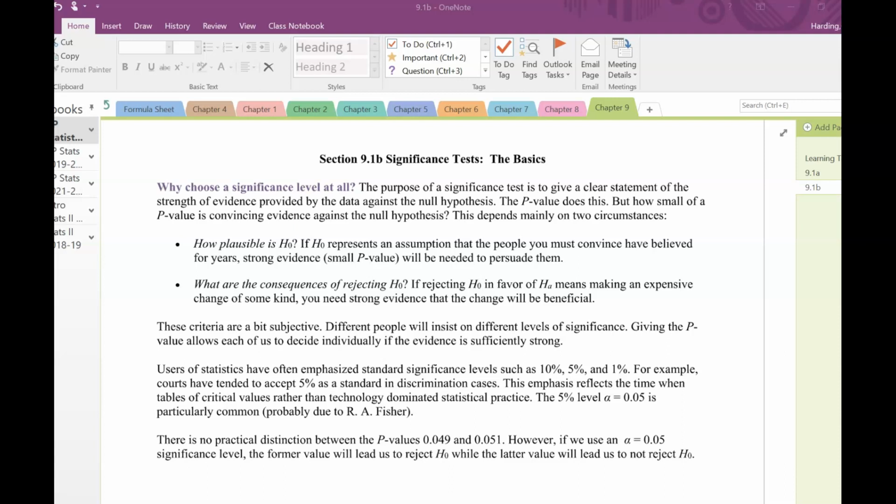And then the second criteria there is kind of a big one. What are the consequences of rejecting the null hypothesis? You notice that a lot of our examples have to do with medicine, health, drugs. If rejecting the null hypothesis in favor of the alternate hypothesis means making an expensive change of some kind, you need strong evidence that the change will be beneficial. So if you think about that last example where they said the new depression drug was much more expensive, you're going to need pretty strong evidence to convince people that they should be buying this more expensive drug.